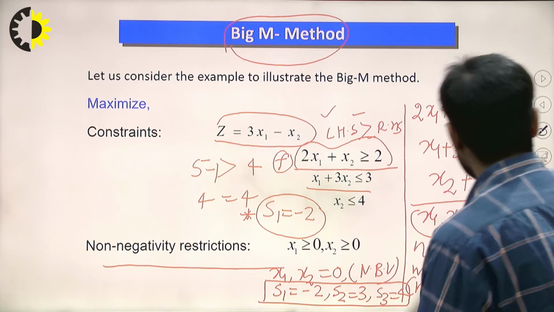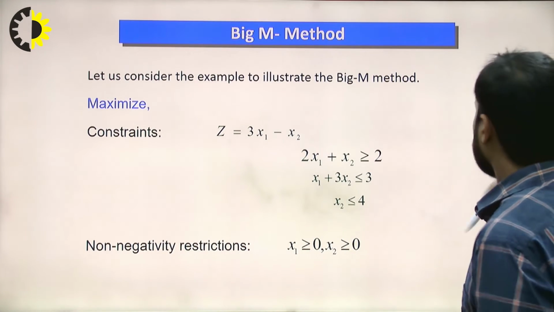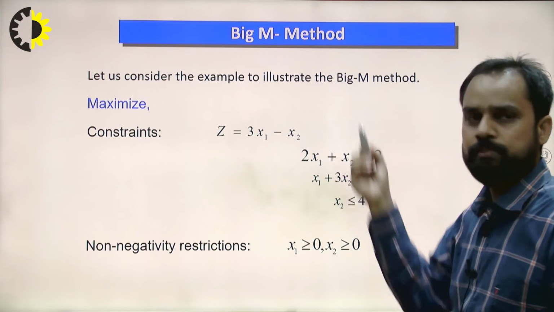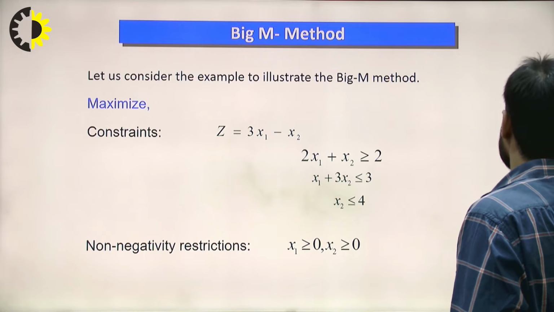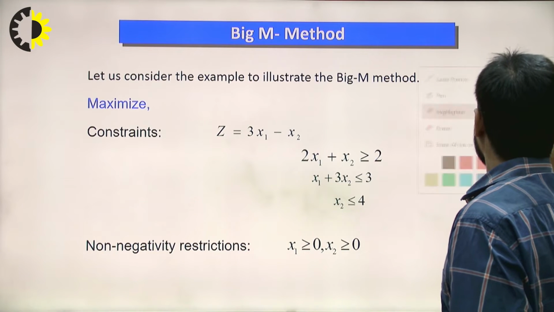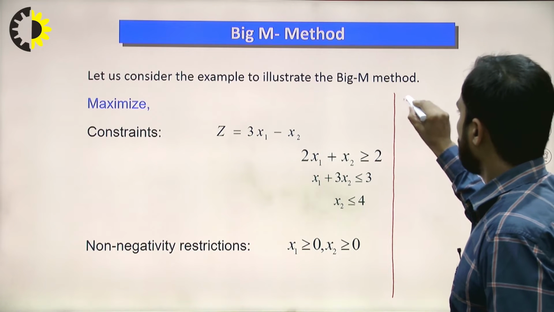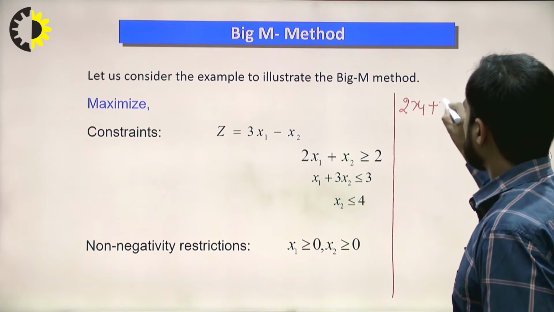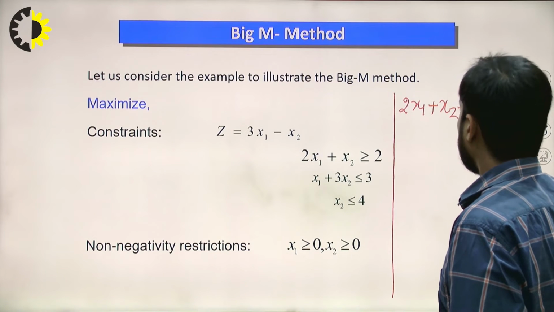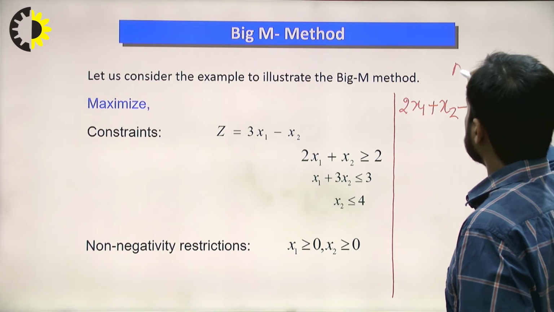So how can I introduce the artificial variable? Now I am solving this problem with the help of the Big M method. If I am using this method, how will I proceed to get a basic feasible solution? Now the problem is 2x1 plus x2. Because the constraint is of greater than type, definitely a surplus variable is used. Also, I have to introduce a variable known as the artificial variable.